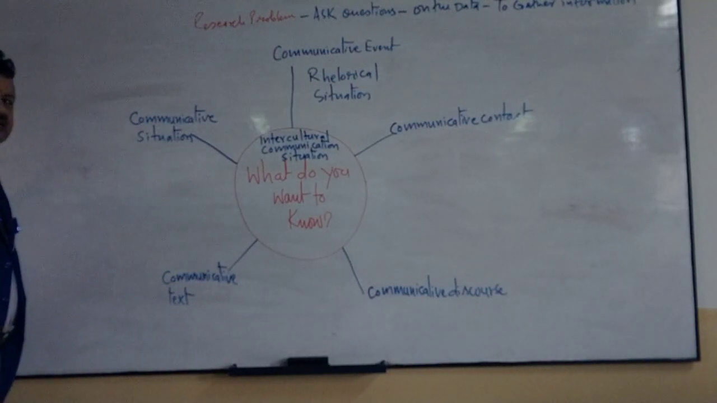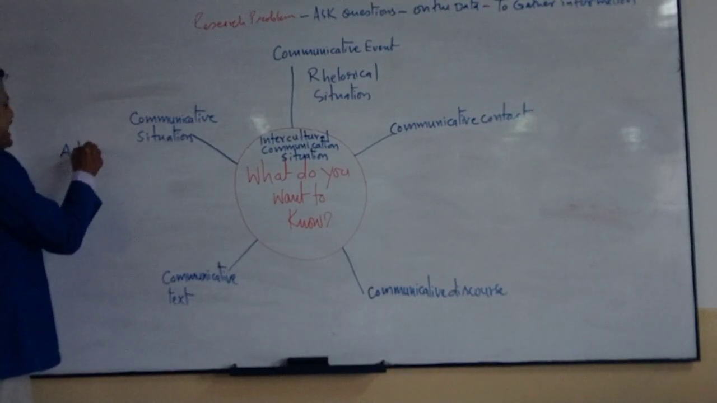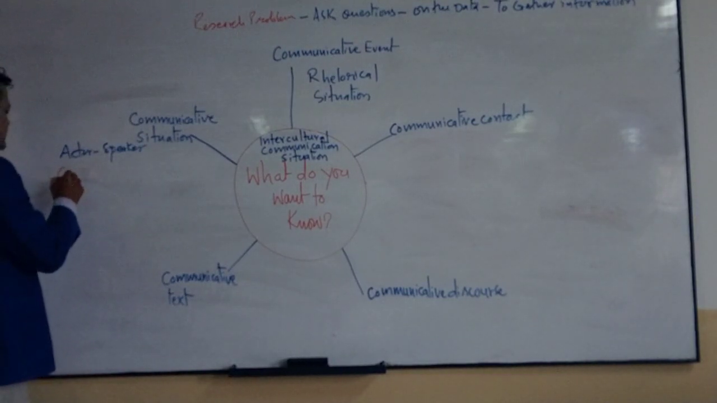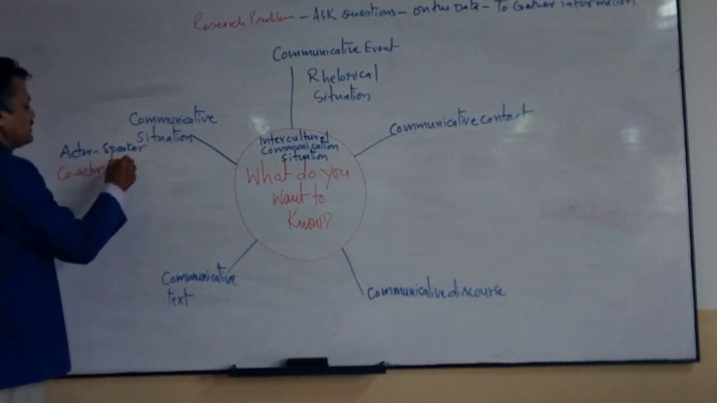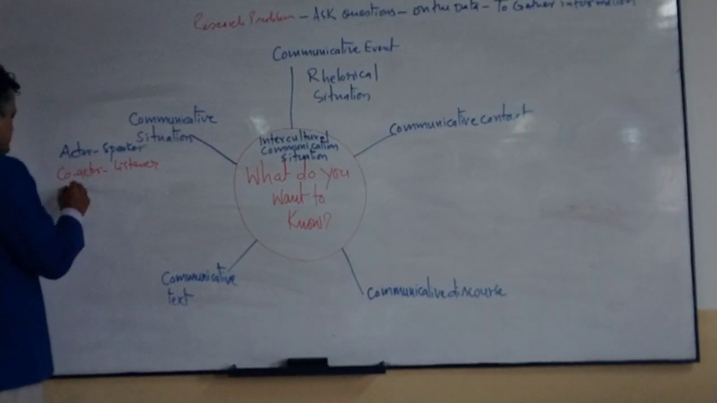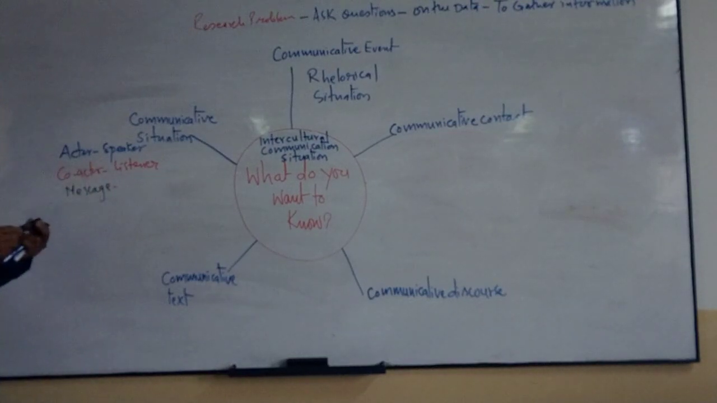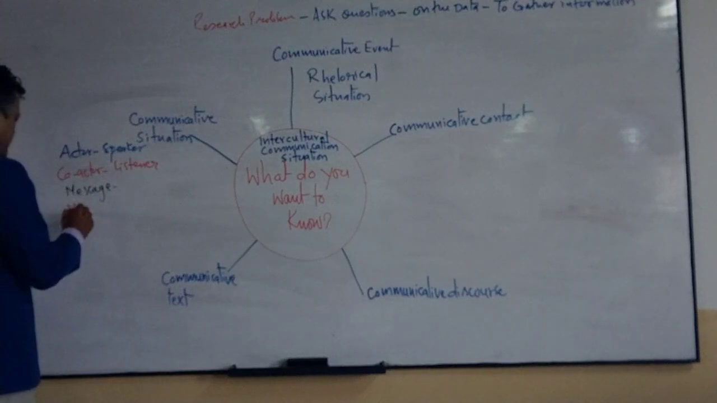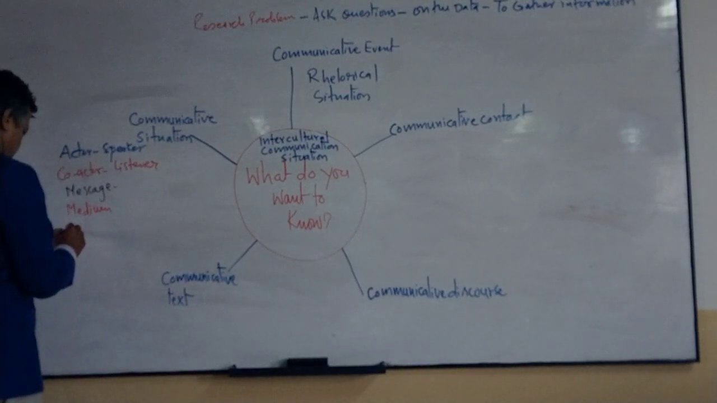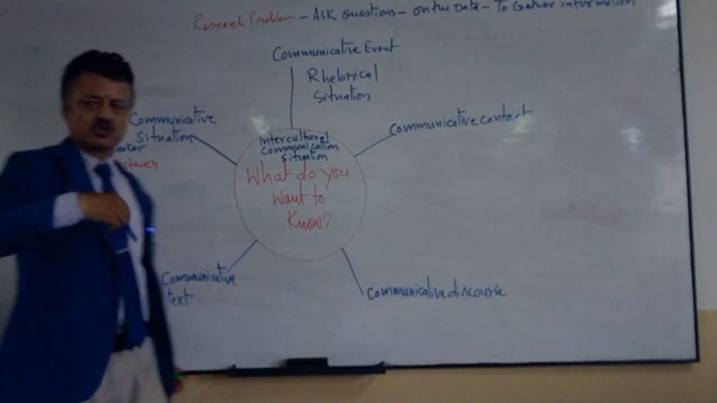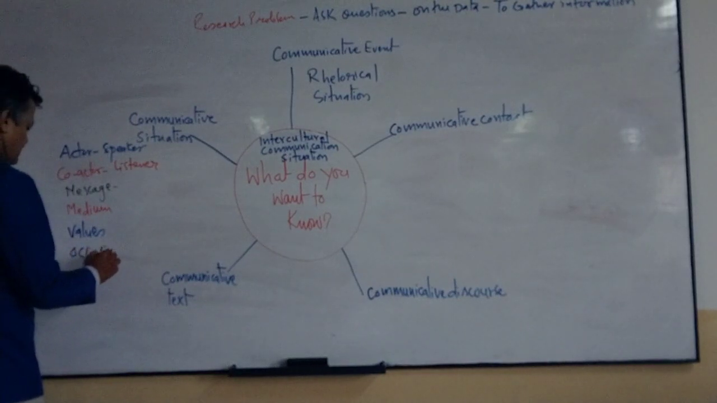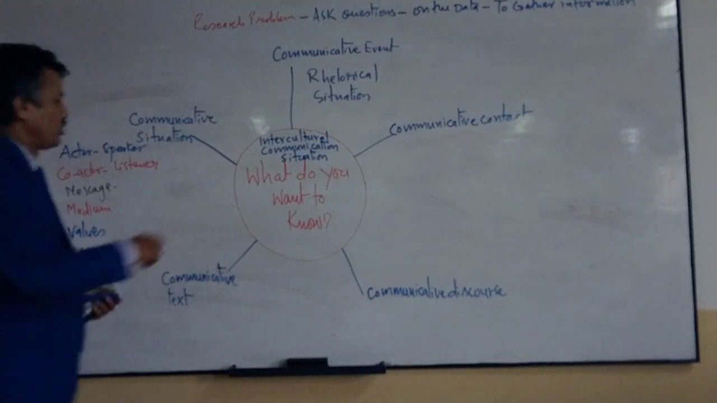When there is communication happening, there is an actor or speaker. When communication is happening, there is a co-actor or listener. When communication is happening, there is a message. When communication is happening, there is a medium. When communication is happening, there are values of both parties. When communication is happening, there is occasion. Right? So look here.